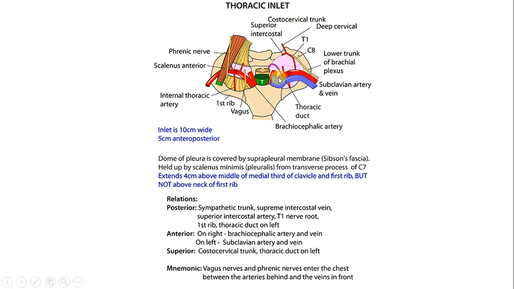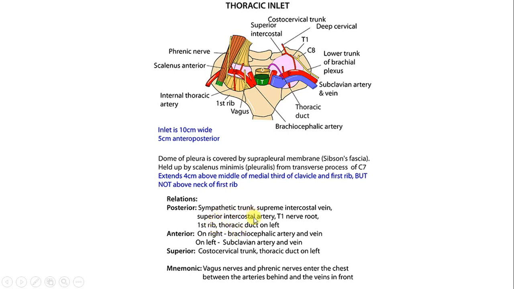So if the clavicle is present here, this suprapleural membrane will extend upwards up to 4 centimeters, but not above the neck of the first rib. Not above the neck of the first rib. So it is above the clavicle, but not above the neck of the first rib. So here are shown the different relations. You can define the relations yourself if you see the previous diagram.